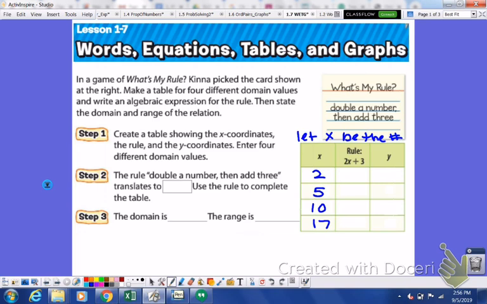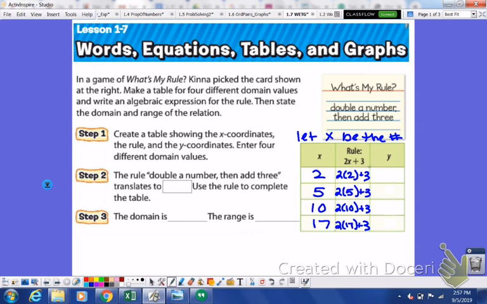So if we substitute in the domain values that we just chose, so if my x is 2, then that would give us 2 times 2 plus 3, 2 times 5 plus 3, 2 times 10 plus 3, and 2 times 17 plus 3. Keep in mind, these could have been any numbers, these are just the 4 that I picked. Now solve those out.